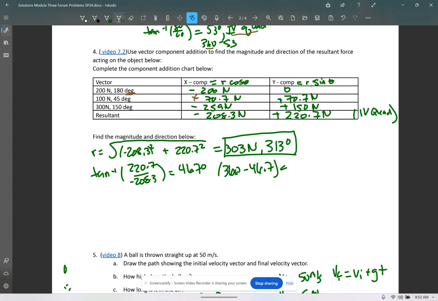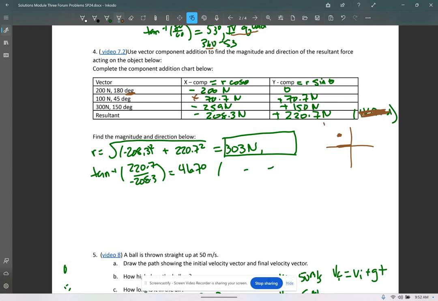And I found my net x resultant to be negative 208.3 newtons and my net y component to be positive 220.7. And so what quadrant is that in? Well, if it's a negative x and a positive y, I did that wrong in the example. So let's just go through here. It's over here in the second quadrant.